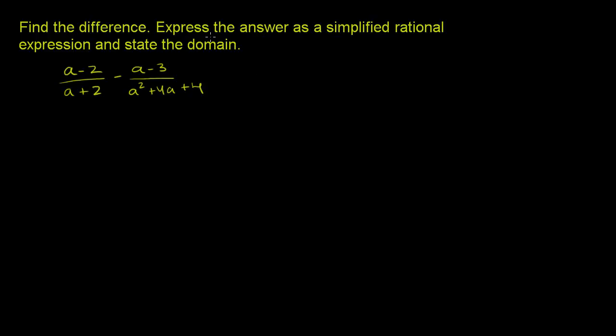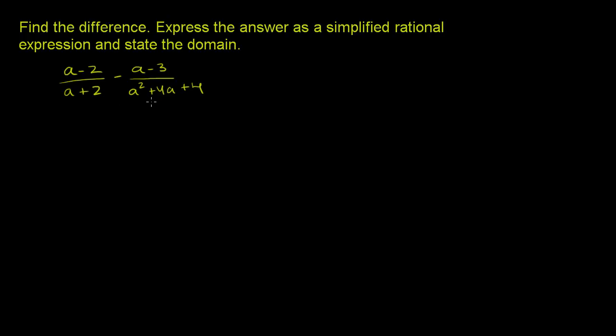Find the difference, express the answer as a simplified rational expression, and state the domain. So we have two rational expressions, and we're subtracting one from the other. And just like when we first learned to subtract fractions or add fractions, we have to find a common denominator.